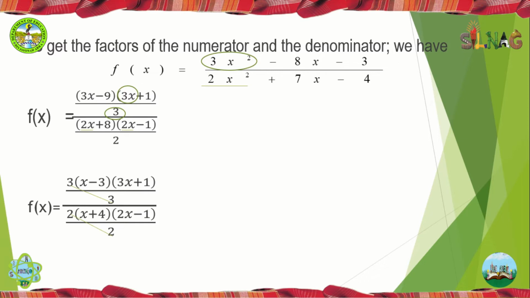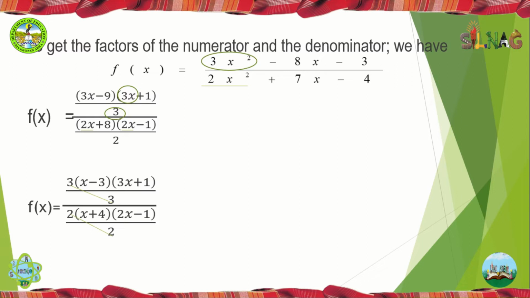So we have 2, factor 3x minus 1. By common factoring, the common factor is 3. 3x divided by 3 is x. Negative 9 divided by 3 is negative 3. Times the second factor, 3x plus 1 over 3.